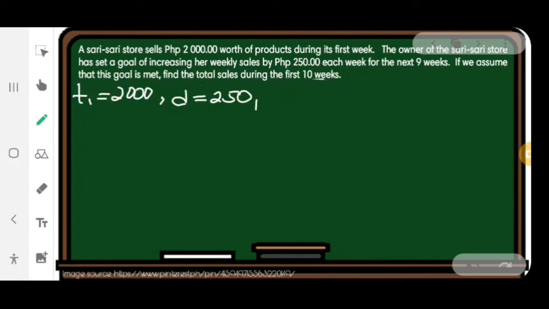Our n here is 10. It is not 9. It is 10 because our problem is to find the total sales during the first 10 weeks. And then we are looking for the sum of the first 10 terms. Sum because total sales. Now we have different ways to determine the sum of the first 10 terms. Now this is solution number 1.